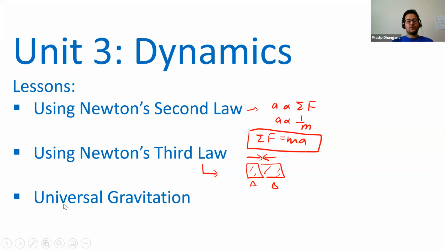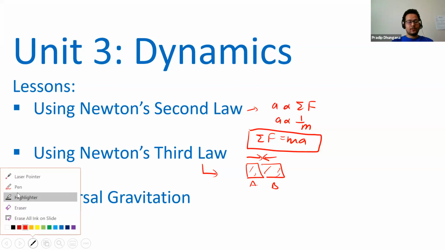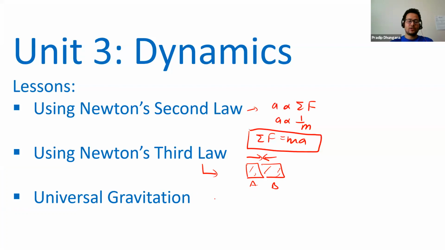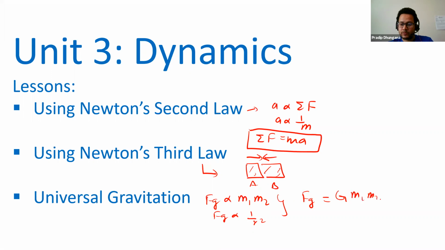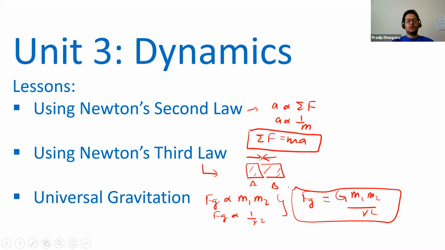And we also talked about Newton's law of gravitation. That is, the force of attraction between two objects is directly proportional to the product of masses and inversely proportional to the distance between them, and then if we combine those two and solve, we got Fg, that is gravitational force, is G m1 m2 over r square. Okay, so we have completed those three lessons: Newton's second law, Newton's third law, and universal gravitation.